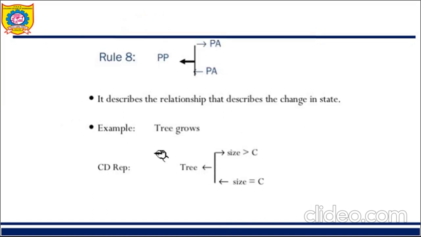The next one describes the relation for change of state. Tree grows, like the tree was short, now the tree has grown. You have the picture header and you have the tree, PP. So initially size was equal to C, but now size is greater than C. So I can say that the tree is growing. So this is incoming, initially, outgoing, now, current.